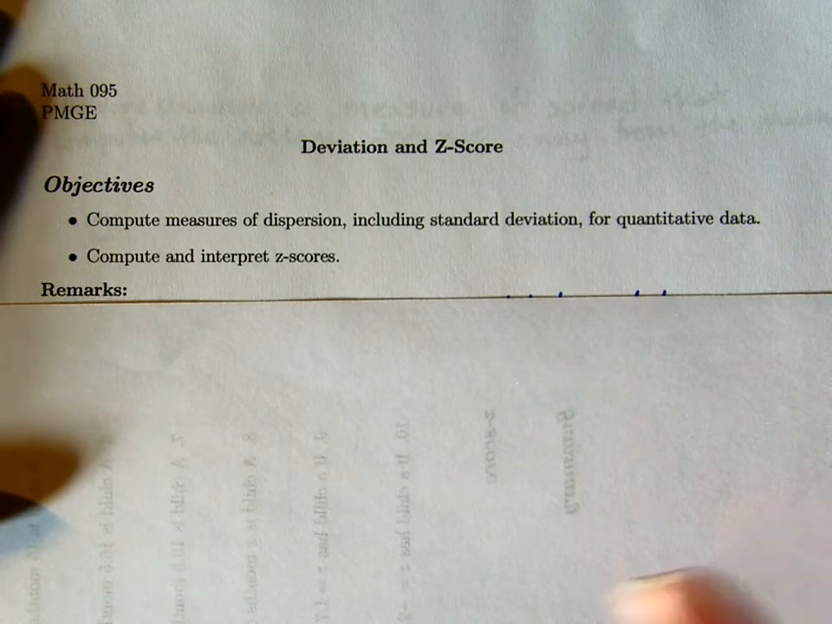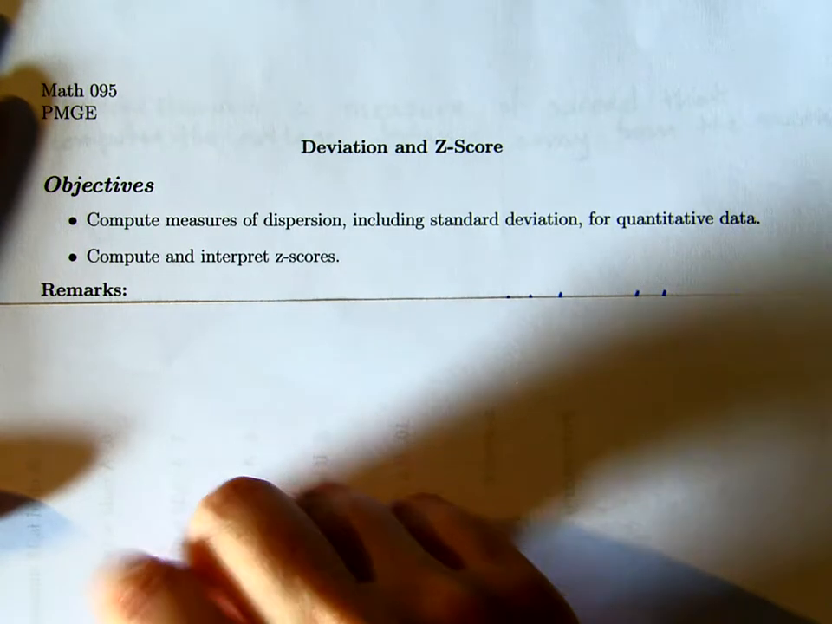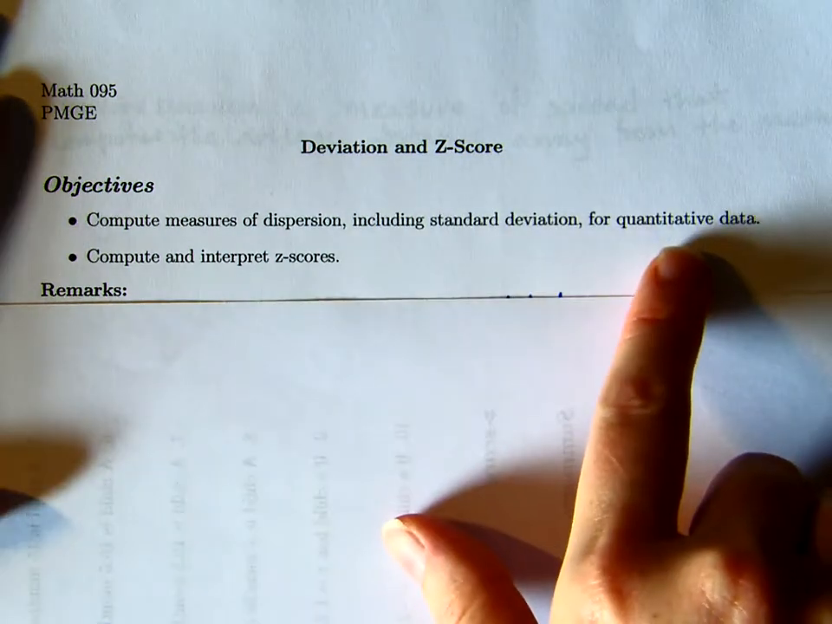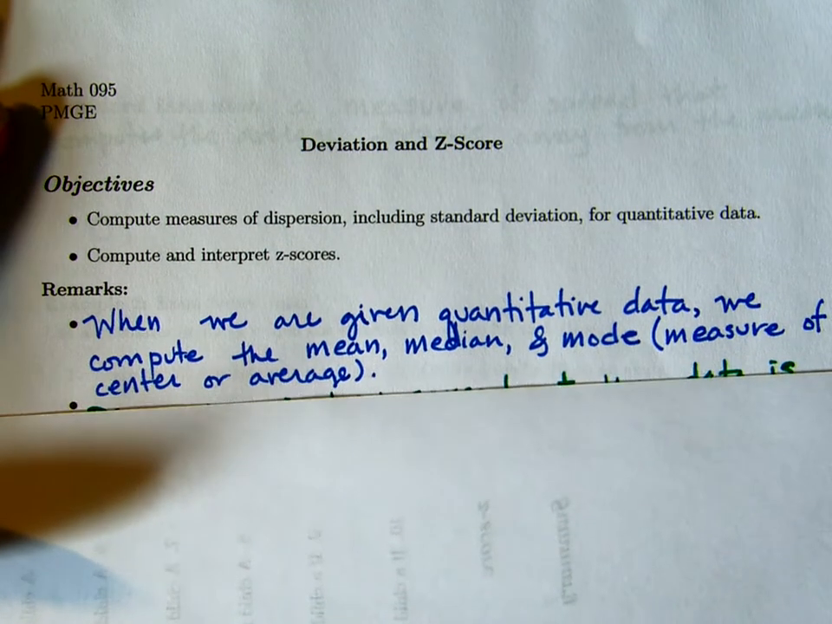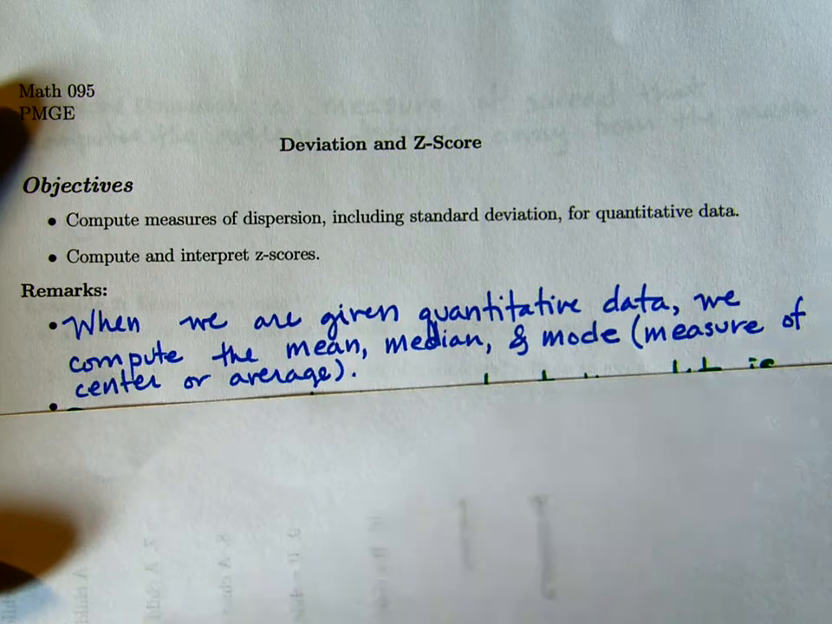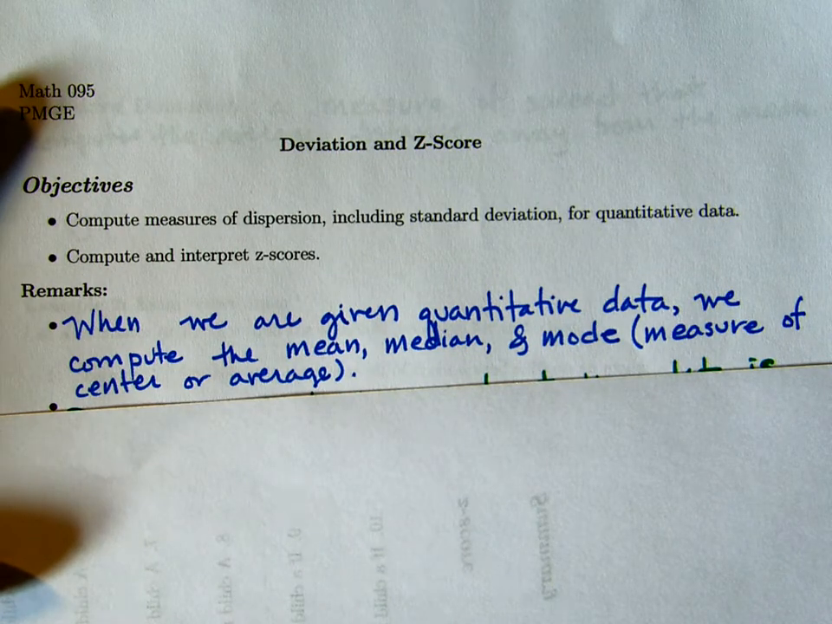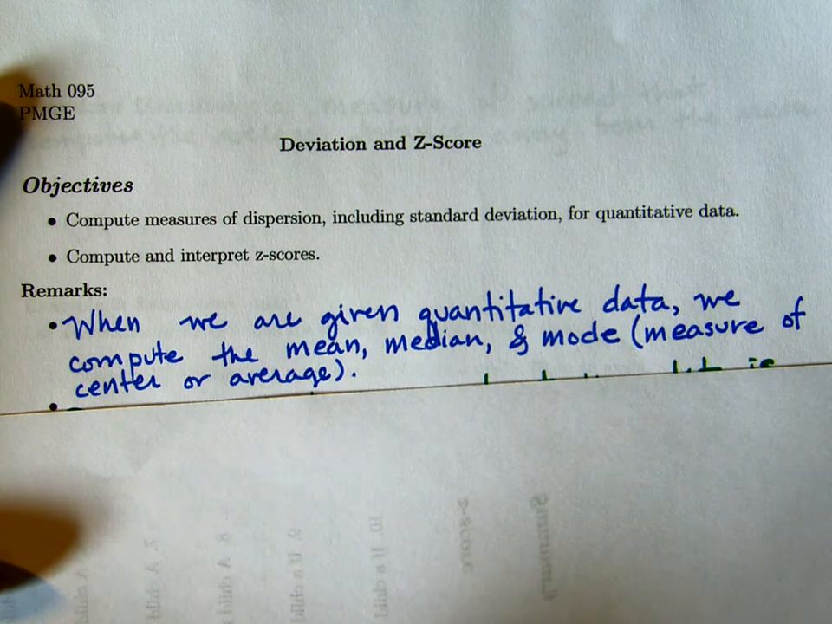Okay. My first remark is really about quantitative data. I want us to remember that we compute means and medians and modes for those. So when we're given quantitative data, which by the way is numerical measures as responses to our research question, we compute the average. So we compute the mean, the median, and the mode, which are all measures of center or averages.